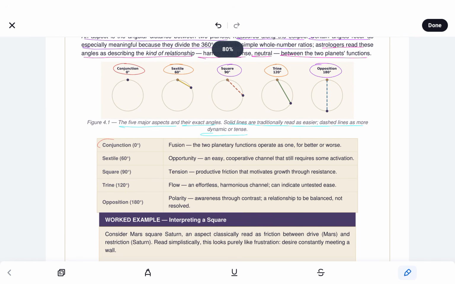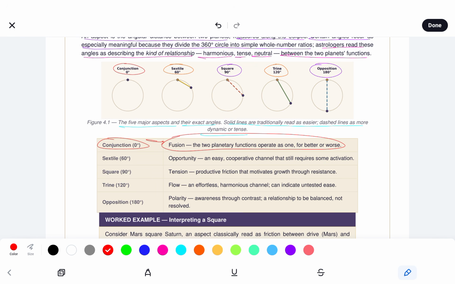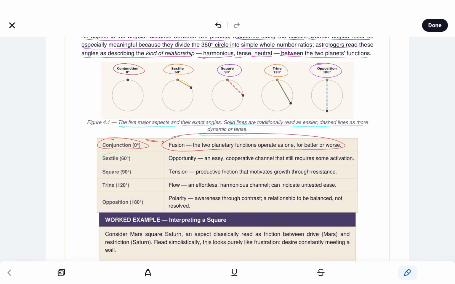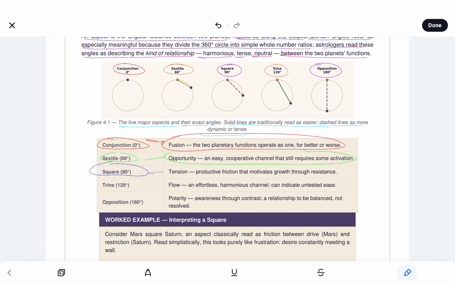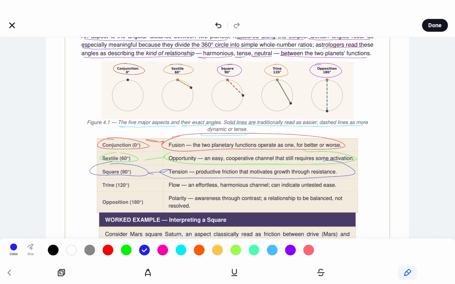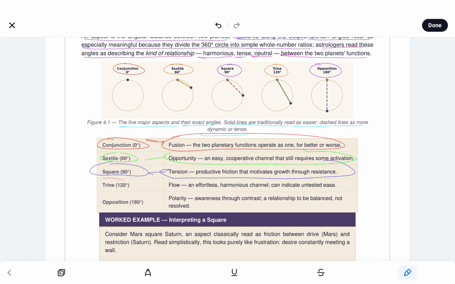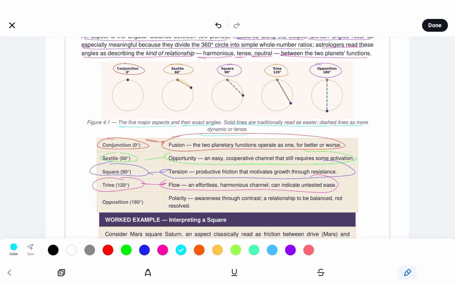So conjunction, 0 degrees, is fusion. The two planetary functions operate as one, for better or for worse. Sextile, 60 degrees, opportunity, an easy cooperative channel that still requires some activation. Square, 90 degrees, tension, productive friction that motivates growth through resistance. Trine, 120 degrees, flow, an effortless, harmonious channel, can indicate untested ease. Opposition, 180 degrees, polarity, awareness through contrast, a relationship to be balanced, not resolved.